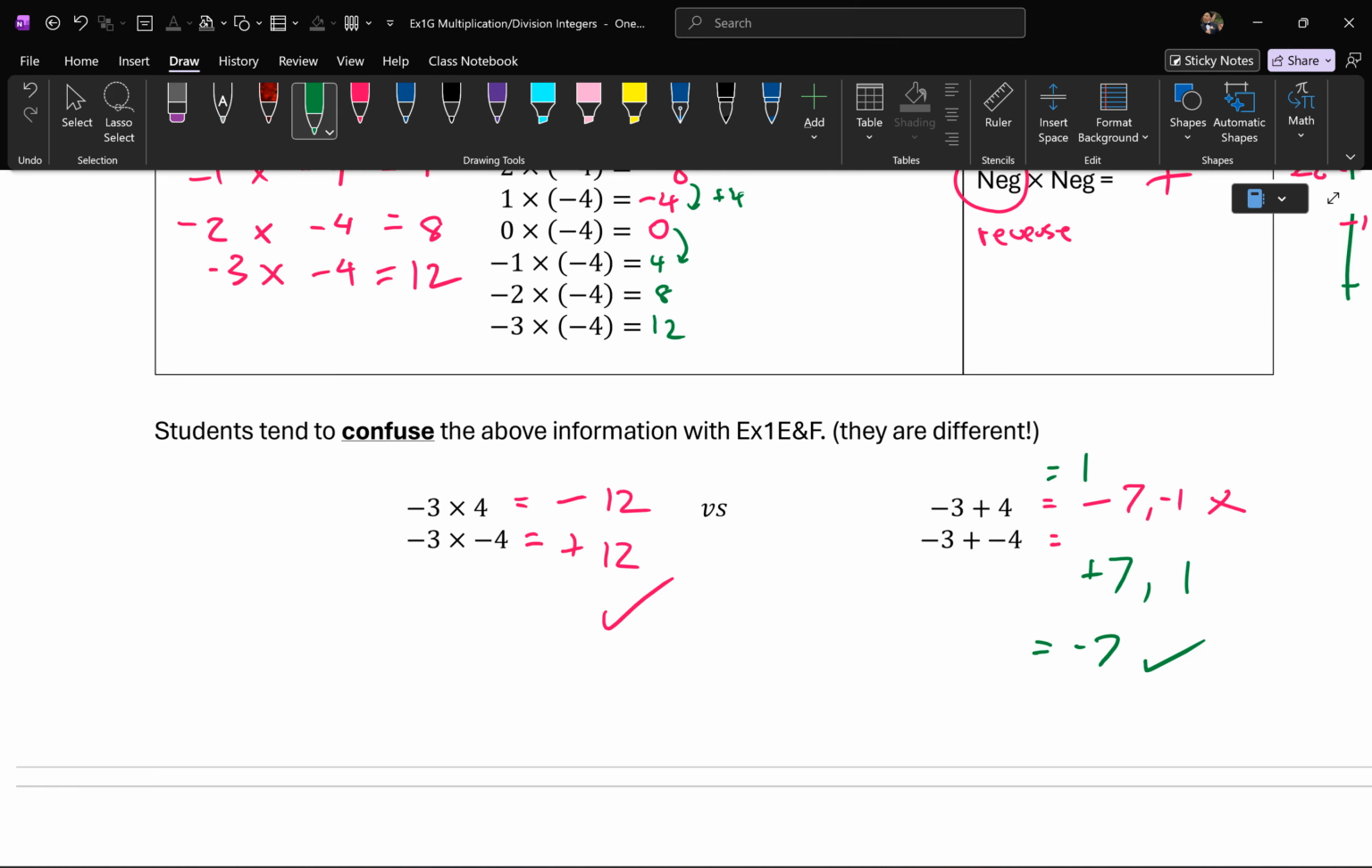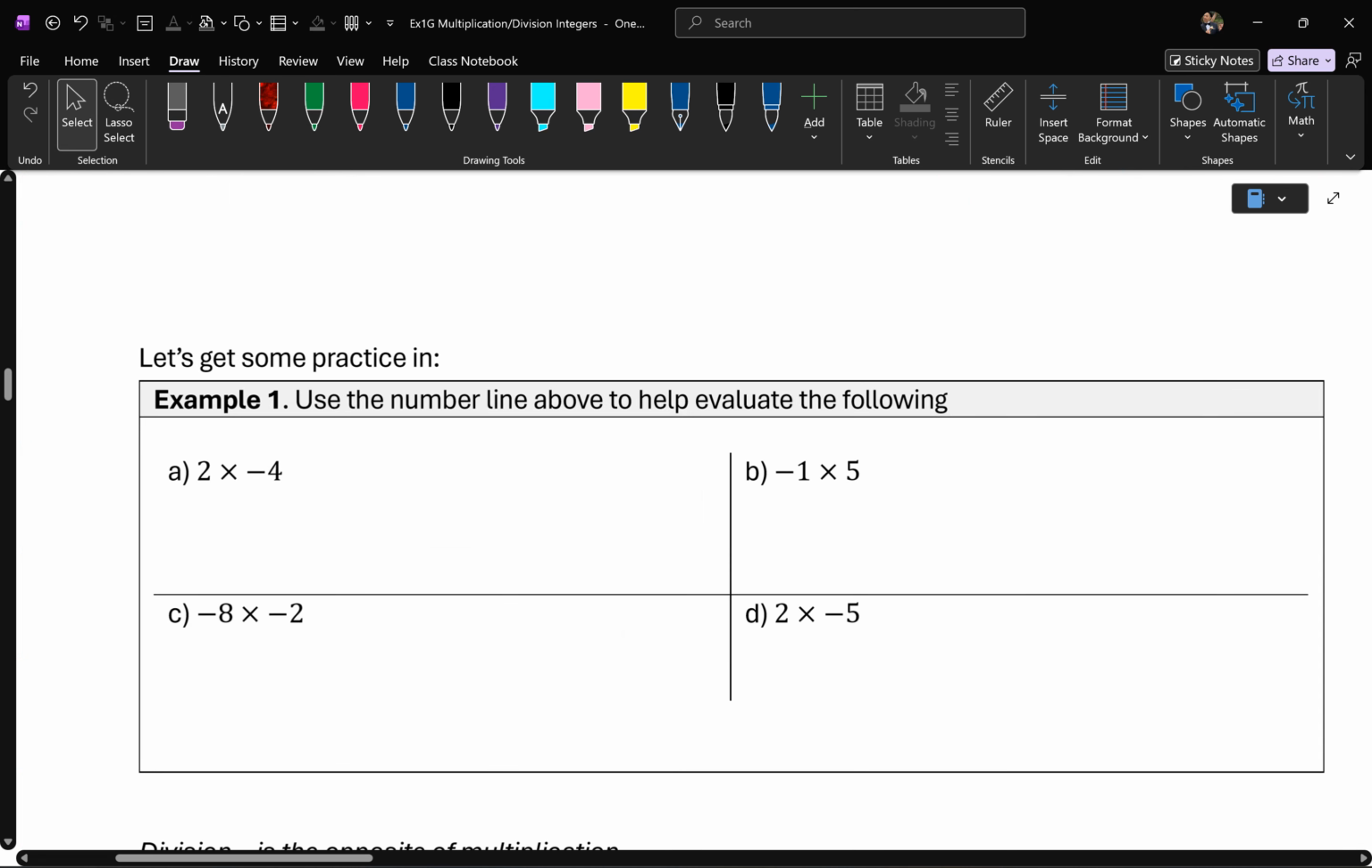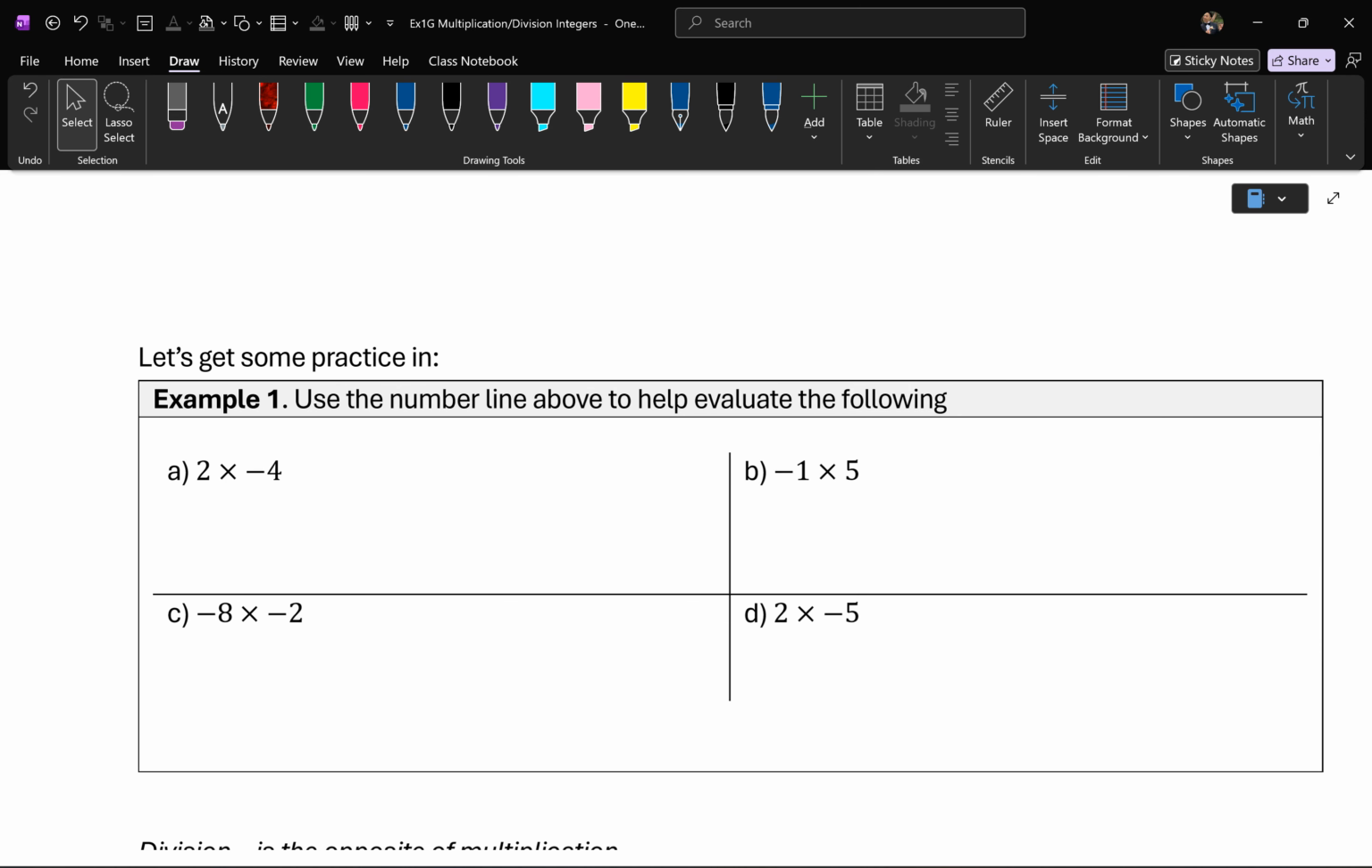Does that make sense? All right, team, that is for today's lesson. I want you to turn over the page. I'm going to give you, let's say, 60 seconds to answer these 4 questions, just to practice fluency.